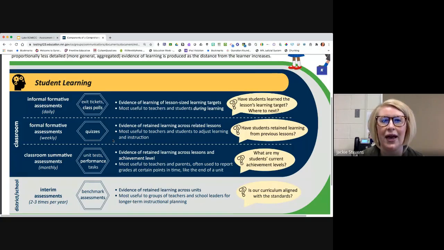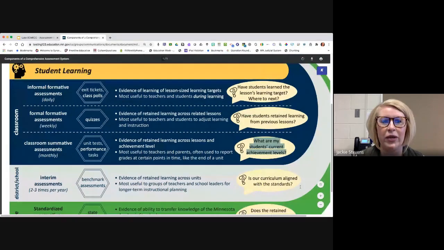Then you move into the classroom summative assessments that are done monthly. Notice it says summative assessments are done more so on a monthly basis. I think sometimes we think that we should have summative assessments more frequently than that, but there really is a lot of formative work that needs to go in between there. And that comes in the form of a unit test, a performance task, something like that. And it shows evidence of retained learning across lessons and an achievement level. So what are my students' current achievement levels?